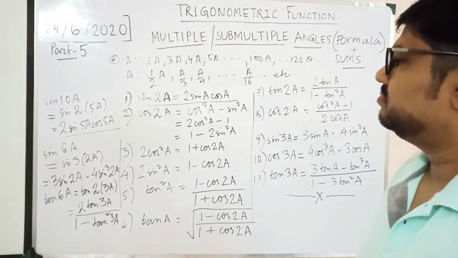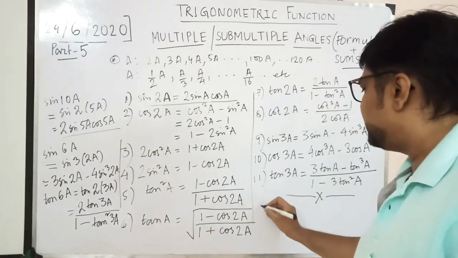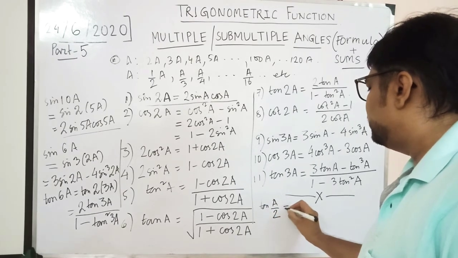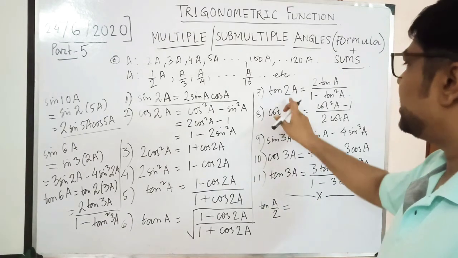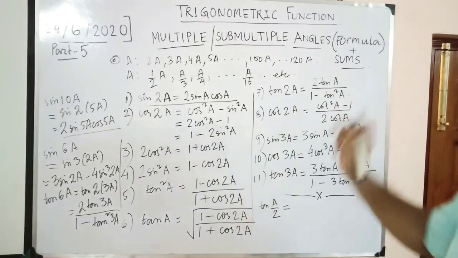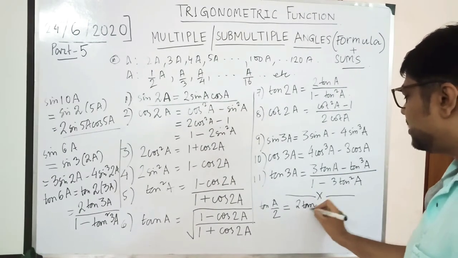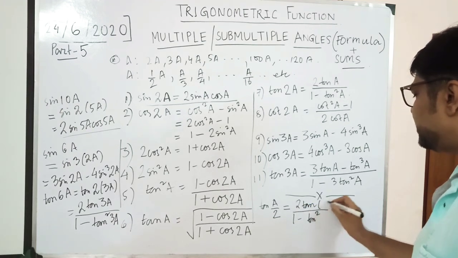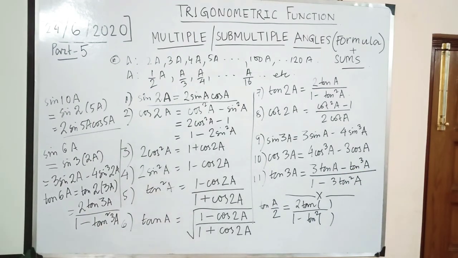Submultiple angles, I will wrap this part. Say I show you something like tan a by 2. If I write tan a by 2, then what will happen? Use this structure. Say I want to write in this structure tan a by 2. It will be the same kind of thing, 2 tan something by 1 minus tan square something. Now what will be this something? That means what will be this angle in the bracket?